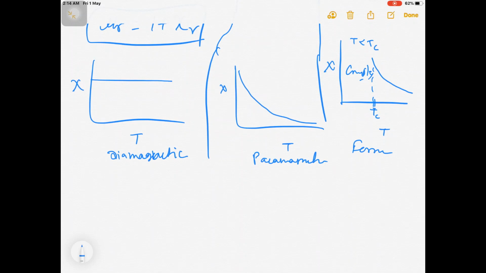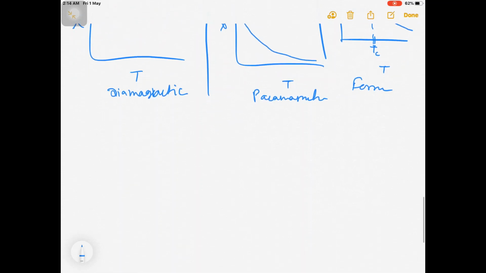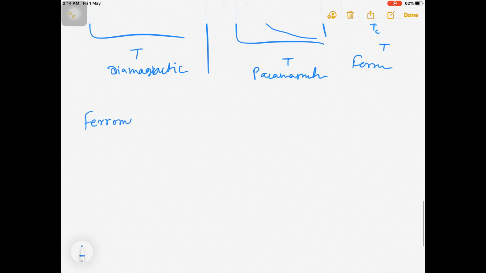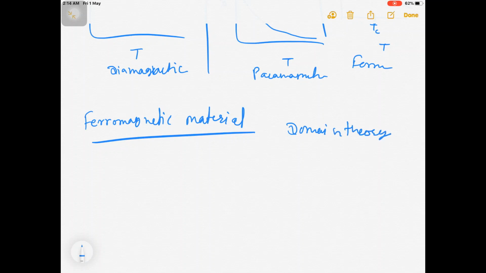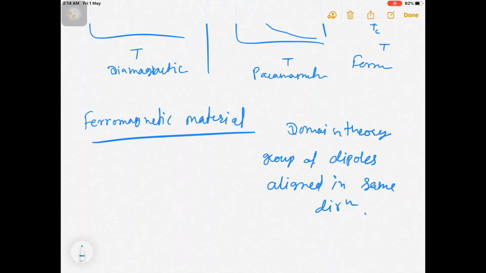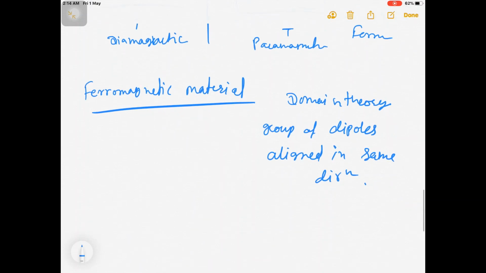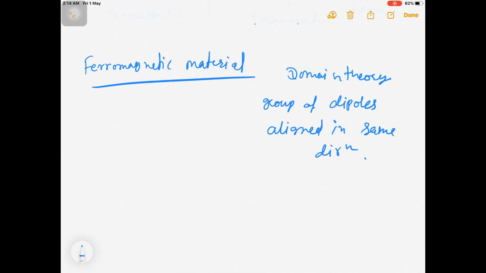Okay, so these are the basic ideas and characteristics of all the materials. But for the engineering student, especially for electrical engineering student, we further classify some more types of materials, especially ferromagnetic materials. The characteristics of ferromagnetic material are explained by domain theory, and domains are nothing but groups of dipoles aligned in the same direction in material. And who is responsible for dipoles? Of course, free electrons.